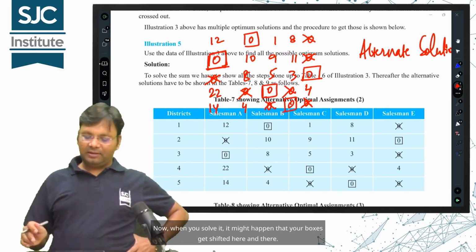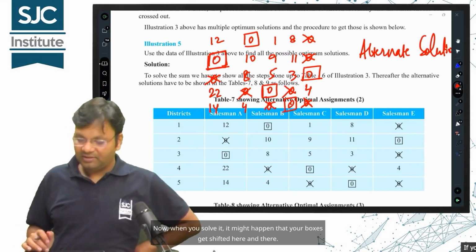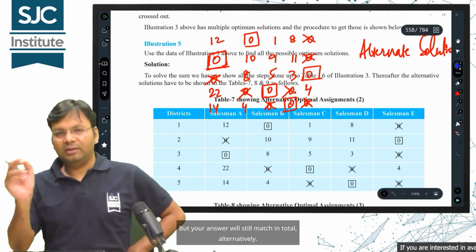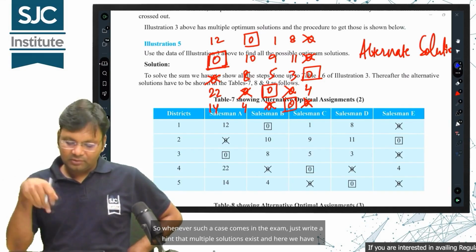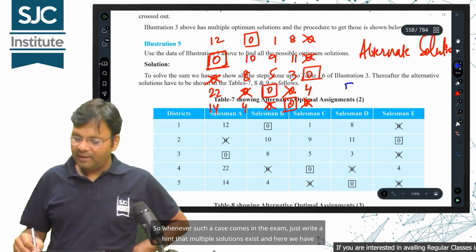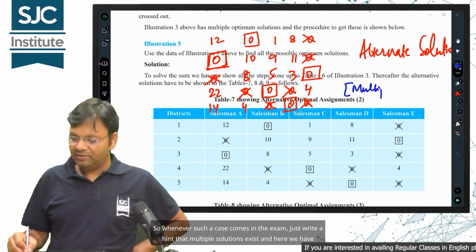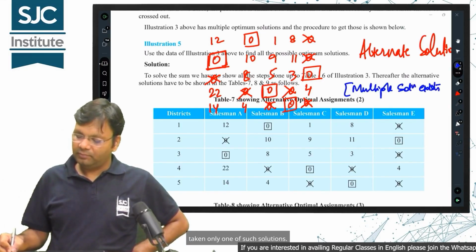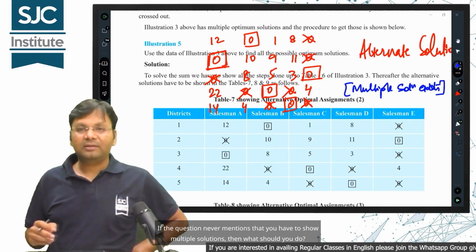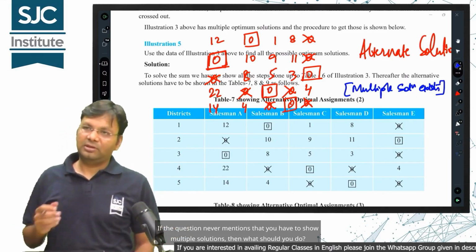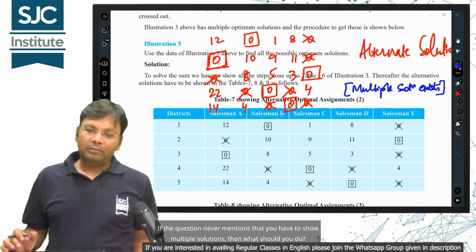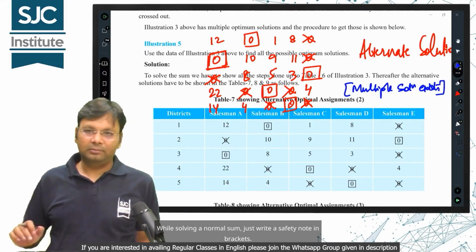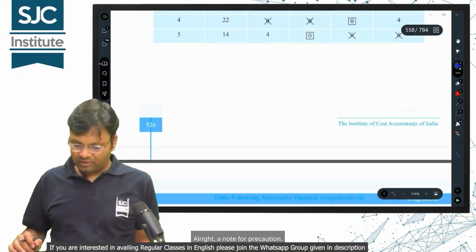Now, when you solve it, it might happen that your boxes get shifted here and there. But your answer will still match in total. So whenever such a case comes in the exam, just try to hint that multiple solutions exist and here we have taken only one of such solutions. If the question never mentions that you have to show multiple solutions, then what should you do? While solving a normal sum, just write a safety note in brackets. Alright, a note for precaution.